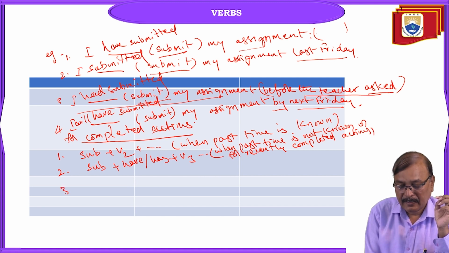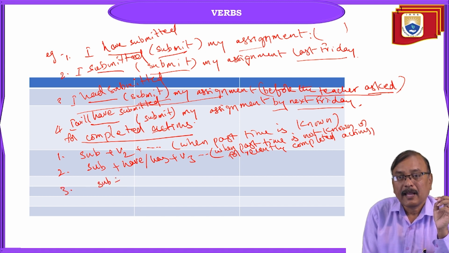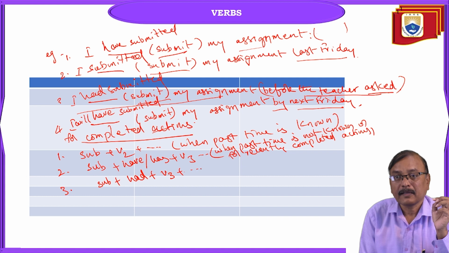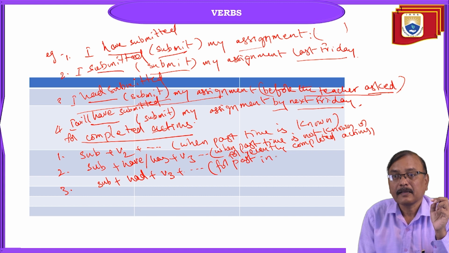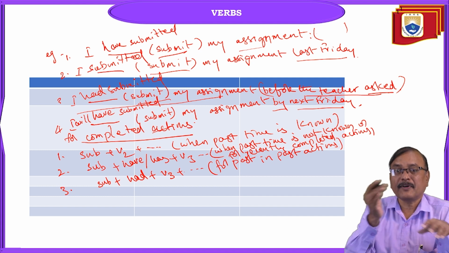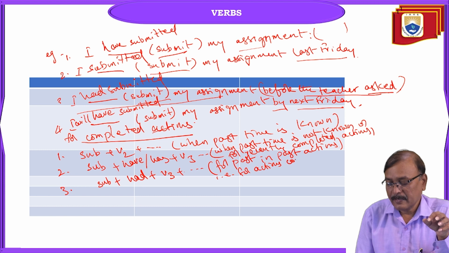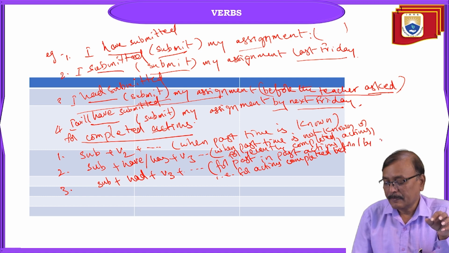Right. Third, use subject plus had plus V3 form for past in past actions. Past in past actions means actions completed before another past. That is, for actions completed before or by another past.